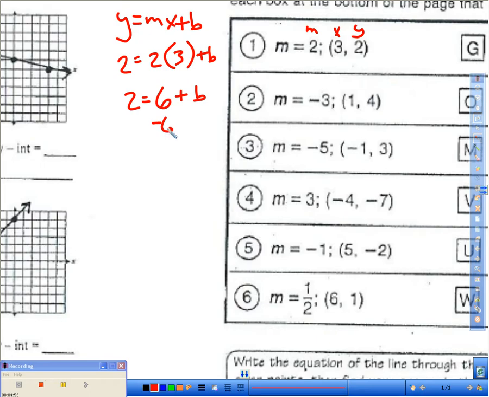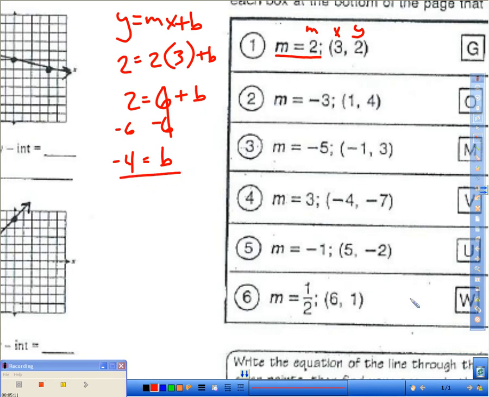And then we'll subtract 6 from the right and subtract 6 from the left. The 6's give us 0, so what we're left with is -4 on the left and on the right we're left with b. So that tells us then that our slope on number 1 is 2, and our y-intercept is -4.